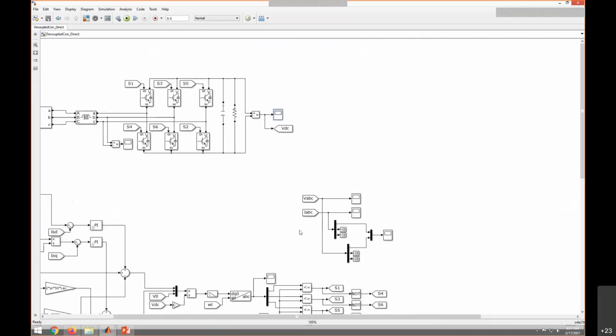So we also notice that changing the active power reference will not change the reactive power, or changing the reactive power reference will not affect the active power. So that's why it is a decoupled control.